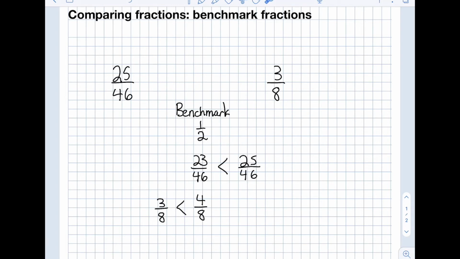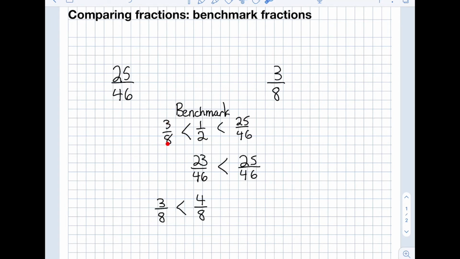So now I'm going to translate this up. We have all of these fractions right here are equivalent to 1/2. So 1/2 is going to be less than 25/46. And 1/2 is going to be greater than 3/8. So I've positioned my given fractions on either side of 1/2, and so I can see that 3/8 will ultimately be less than 25/46. So this is a transitive property of inequalities, where if I have 3 numbers, I'll call them A, B, and C.